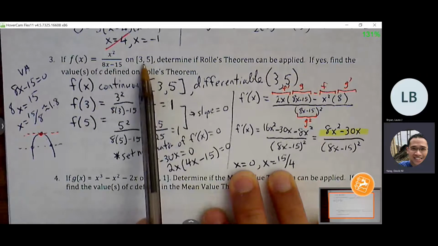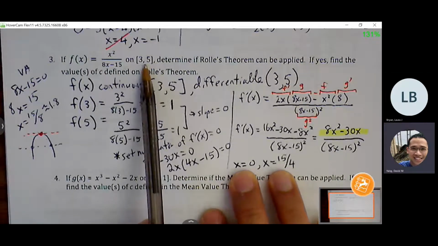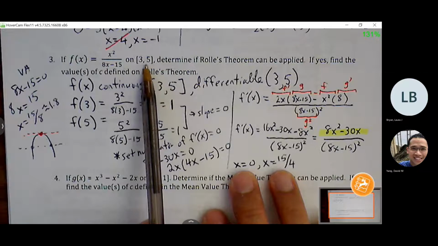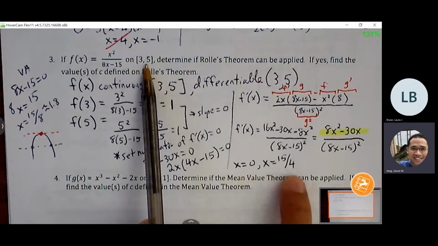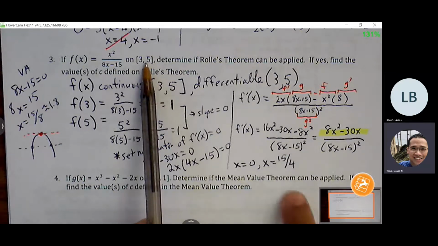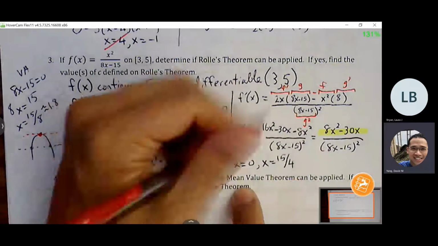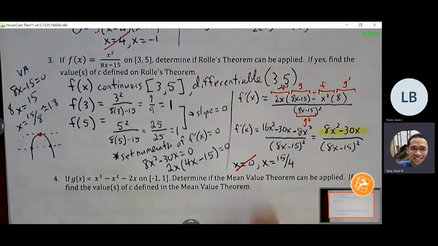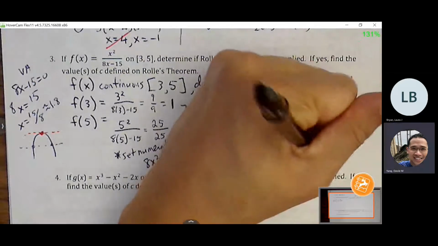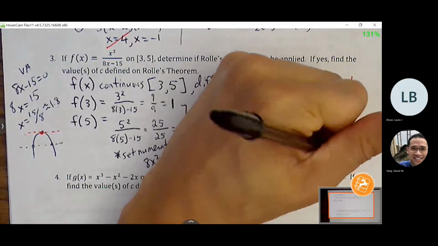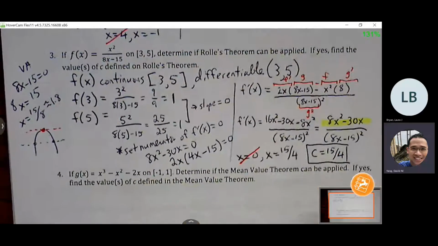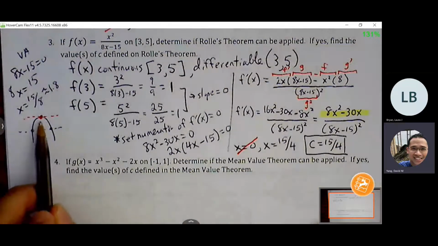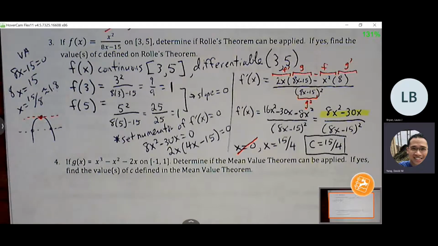Yep, back to the interval, right? Which one works? 15 over 4, right? That's safely between 3 and 5. And also it's guaranteed, right? We got to find at least one, which we do. But the other one may or may not fall inside the interval, and in this case it doesn't. Okay, so we found the location on the curve where there's a slope 0. All right, good with Rolle's theorem.